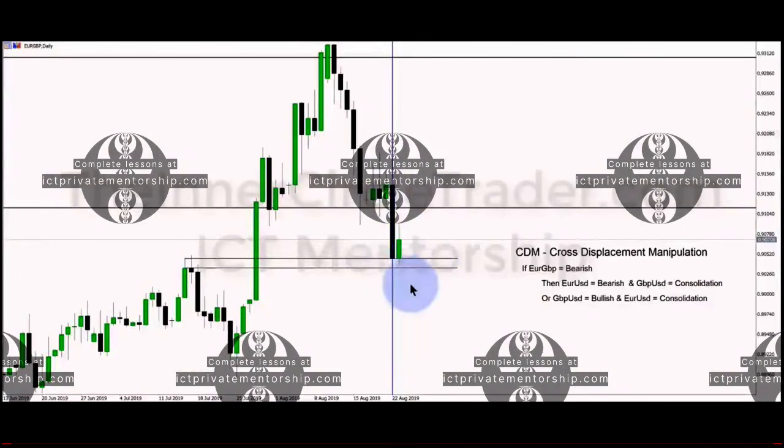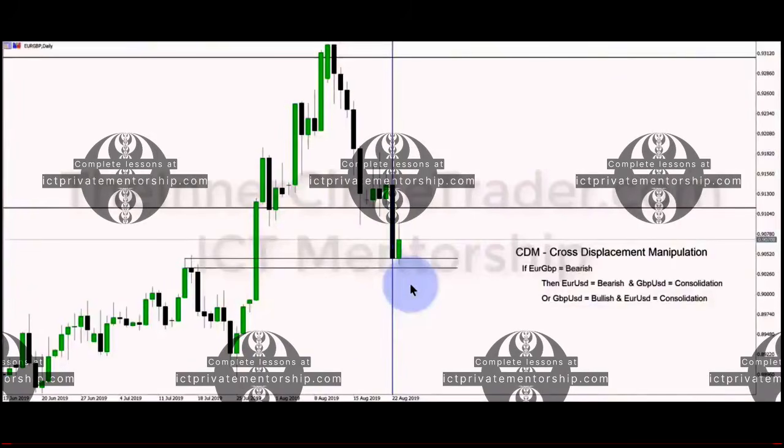For this pair, I don't trade euro pound, I use it as a decision-making pair. So I use dollar as a barometer, whether I should be bullish or bearish, am I in a buy program or a sell program. And if it's in consolidation relative to the dollar, then I have to rely heavily on euro pound. Since we've been in a consolidation on dollar index, my analysis takes me to this pair here, which is for the purpose of cross displacement manipulation.